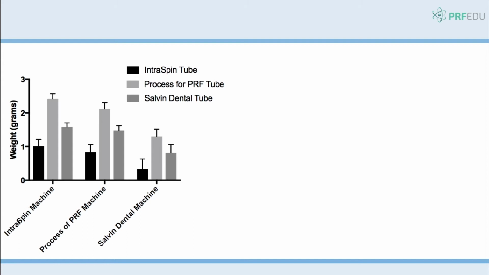Now, when you look at this, here's the Intraspin machine, Process for PRF machine, Salvin Dental machine. Here's the Intraspin tube, Process for PRF tube, and Salvin tube. And you notice that no matter which machine you spun on, the Intraspin tube is always the smallest, the Process for PRF tube is always the largest, okay? And the Salvin is somewhere in between both.